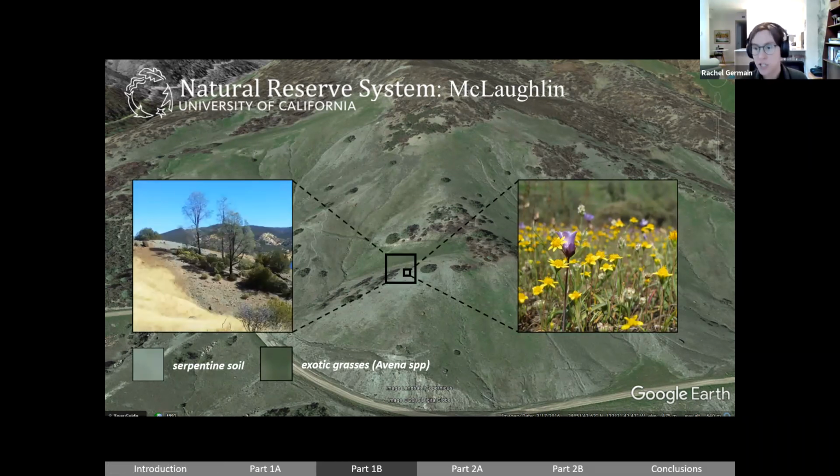And they tend to be in these patches that are isolated from one another and separated by this matrix of exotic annual grasses. Here you can see this is a patch, the exact same patch that's shown in the Google image here. But all this yellow stuff is basically a monoculture of an Avena species that fills that matrix and makes it very hard for species to easily move from one serpentine patch to the other.